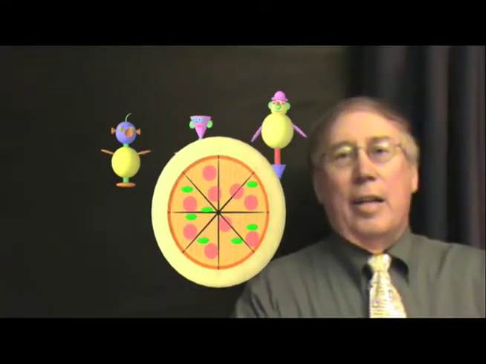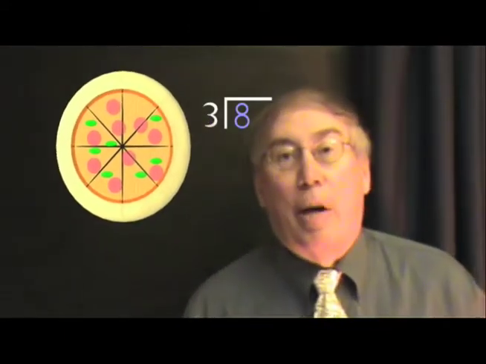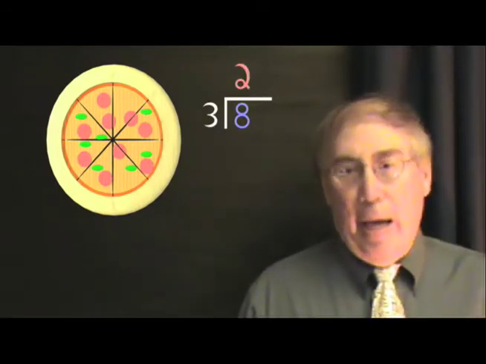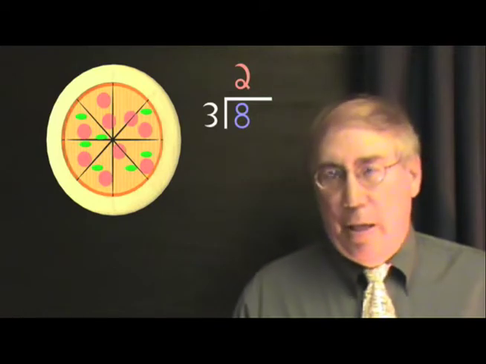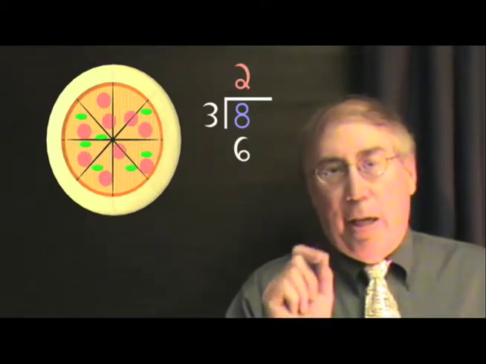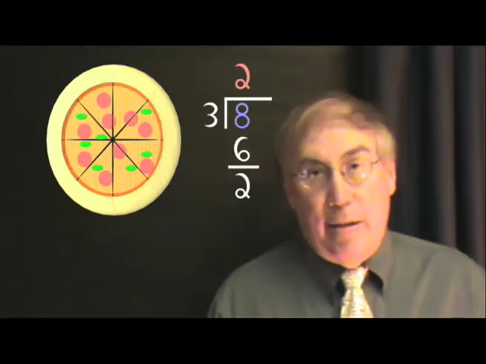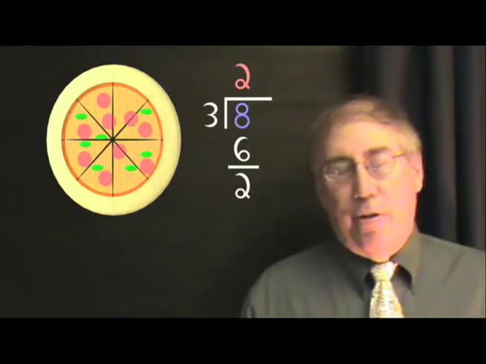Now, we've got a great division problem here because we have a pizza that's divided into 8 equal parts, and we have 3 characters. So we're going to set up a division problem where we divide 3 into 8. Now, 3 is called the divisor, 8 is called the dividend. So let's see how many times 3 goes into 8. That should be 2 times. So each of the characters gets 2 complete slices of pizza.